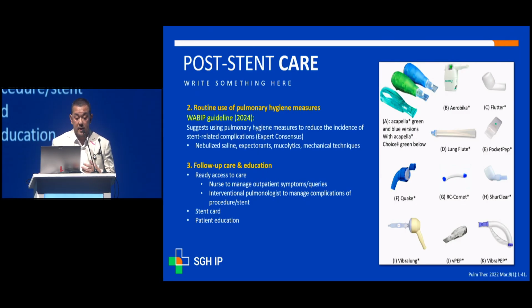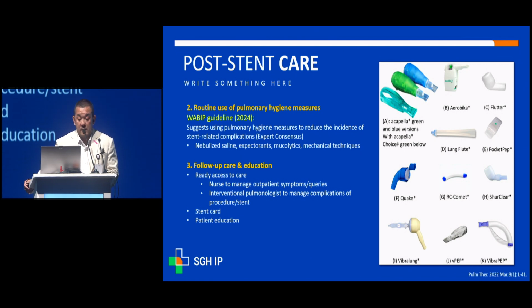And then also, the WABIB guideline suggests the routine use of pulmonary hygiene measures. And actually in the statement, the majority of the experts consulted in the guideline use nebulized saline, which I don't use. After the procedure, I always get the chest physio to move the patient and teach them some breathing exercises, and then to try to get them to cough. And also, sometimes if needed, they might need some mechanical device, such as the Acapella device.